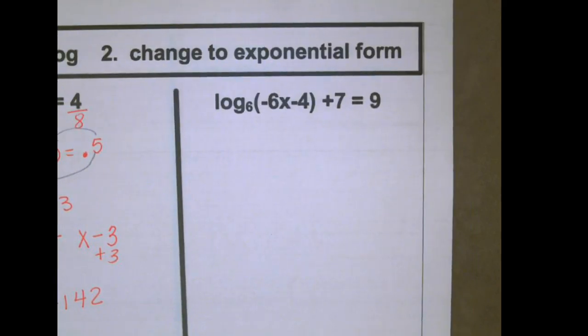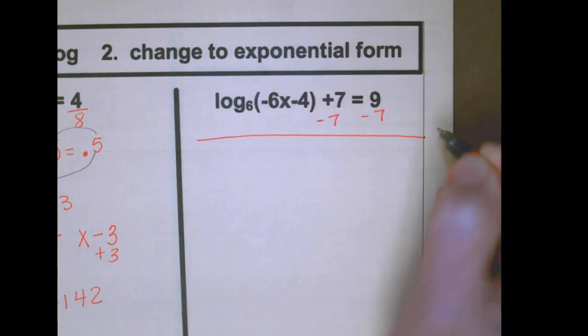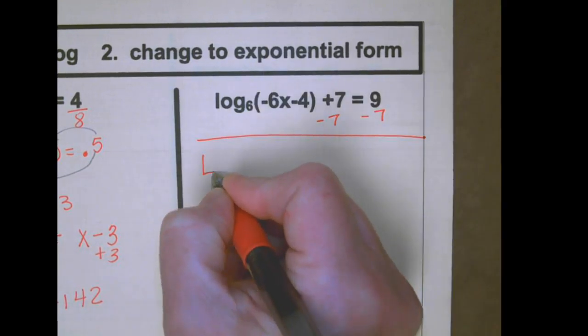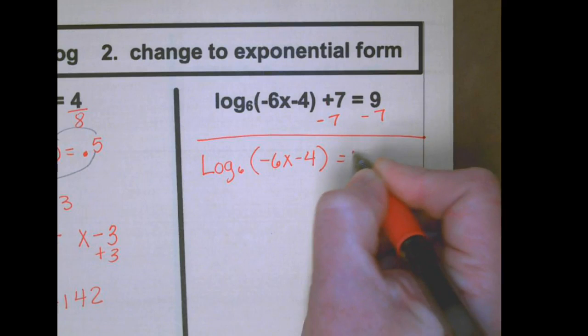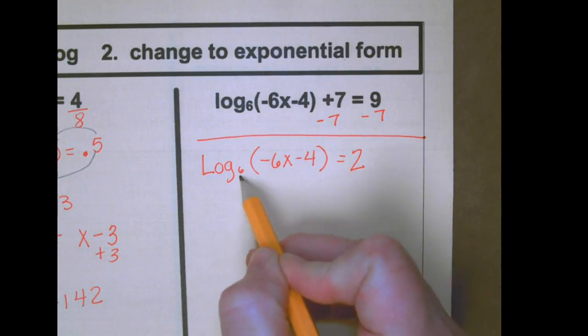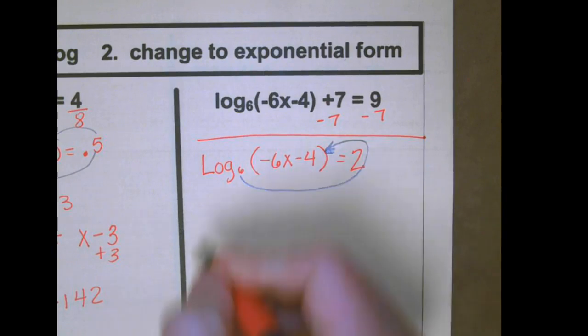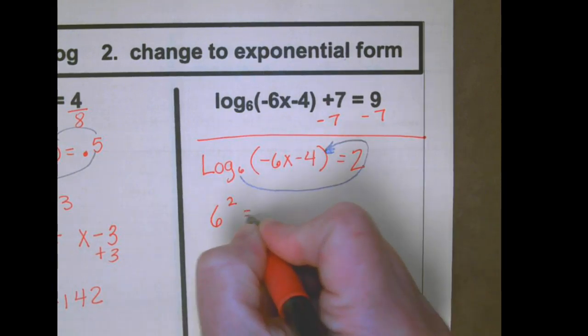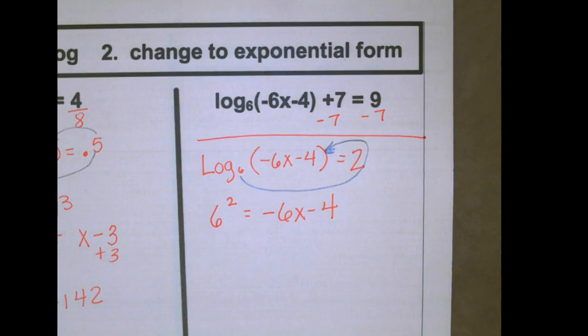Step number 1 says to isolate the log. What am I going to do with the 7? Not divide it. Subtract the 7. The opposite of add is subtract. Log base 6 of negative 6x minus 4 equals 2. Then I'm going to change it to exponential form. Base exponent equals this. 6 is the base, 2 is the exponent. It's equal to this. What is 6 raised to the 2nd power?